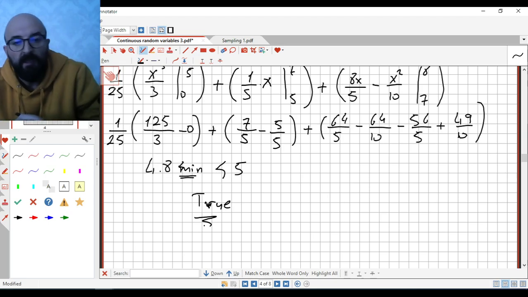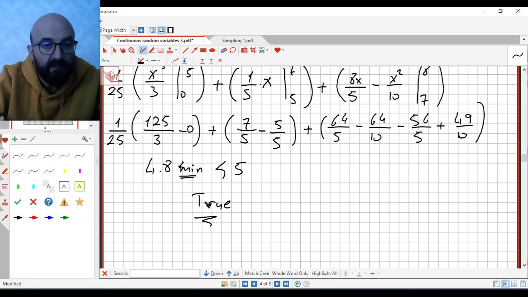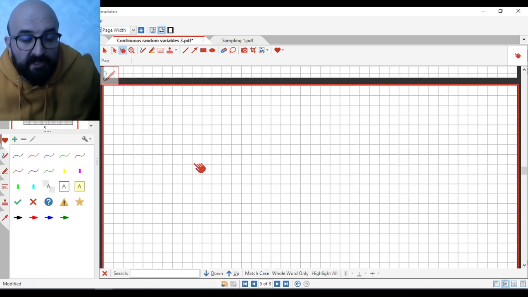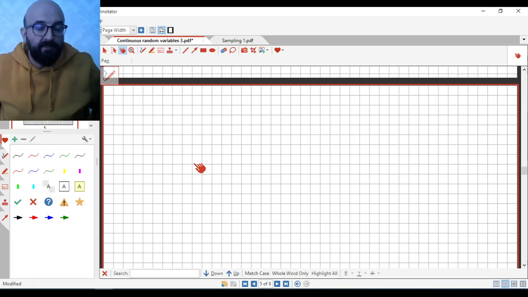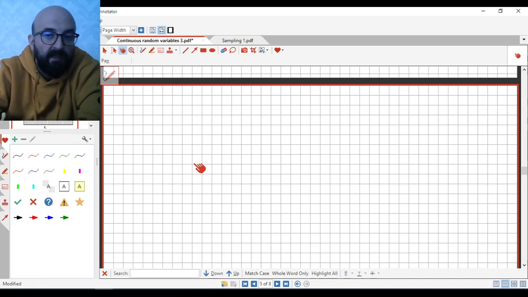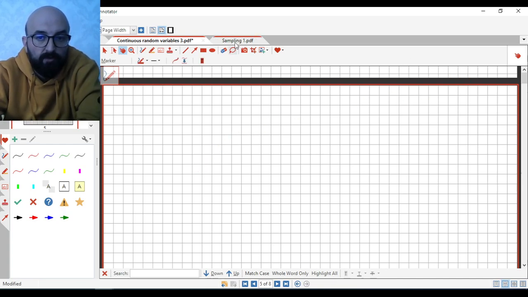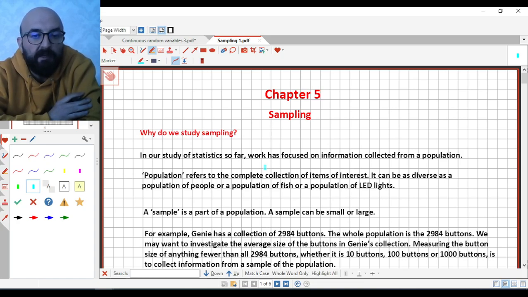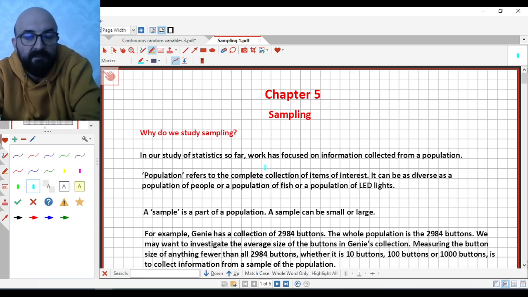Okay, so we finished chapter 3, and in the next lesson we will pass to the other chapter. The other chapter is called sampling, chapter 5. And now our lesson is finished. So have a good lesson and have a good day.